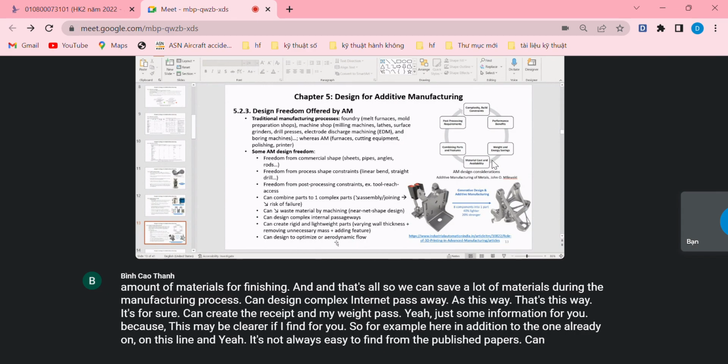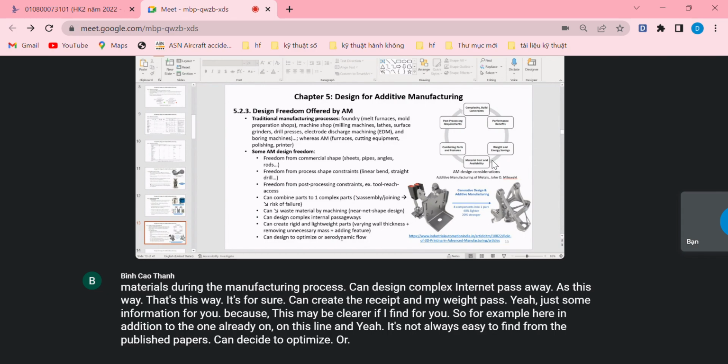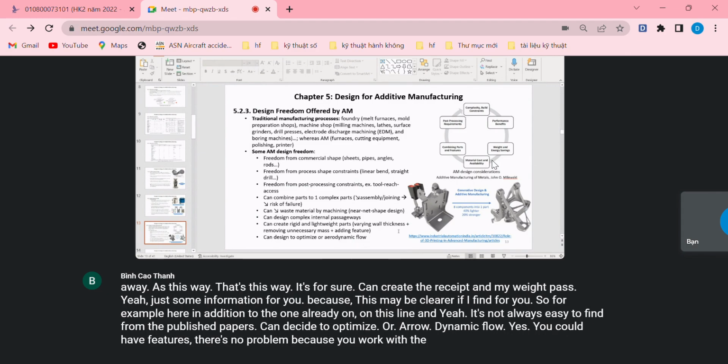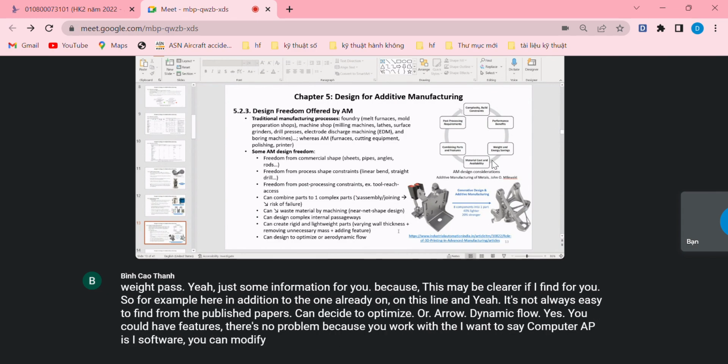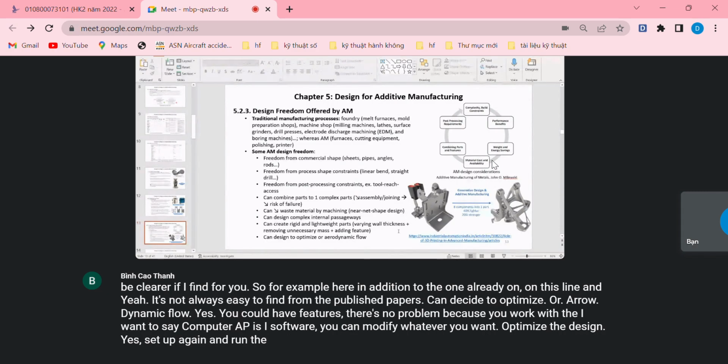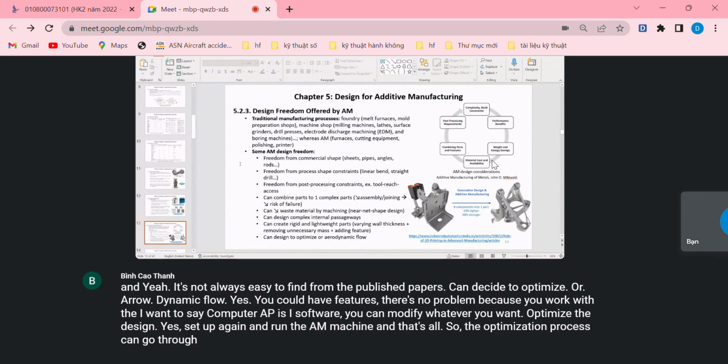Can design to optimize our aerodynamic flow. Yes, you can add features. There's no problem because you work with the, how can I say, computer aided design software. You can modify whatever you want, optimize the design, set up again, and run the AM machines, and that's all. So the optimization process can go through several iterations.